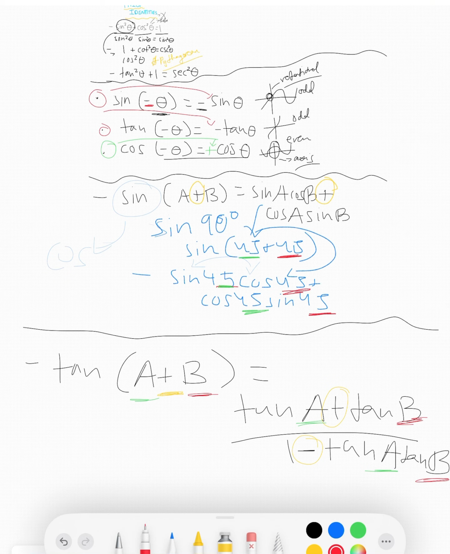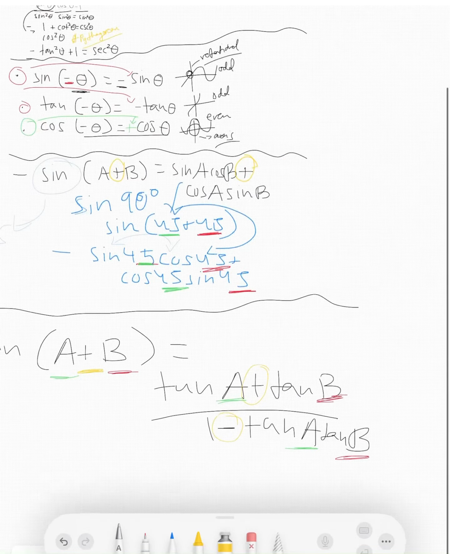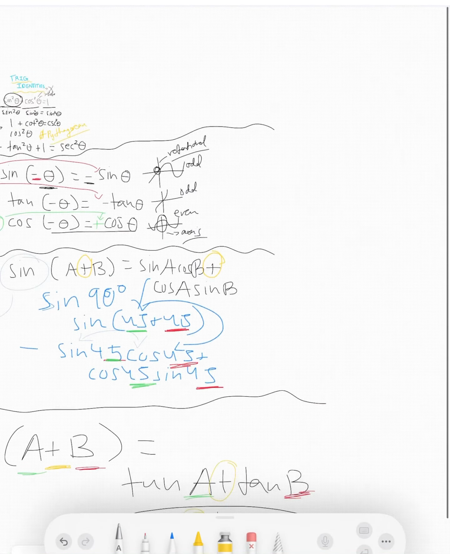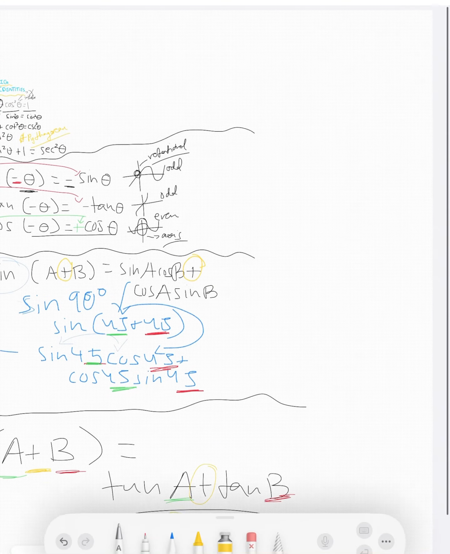And now we're gonna look at half angles. I'm gonna move up here for more space, okay?